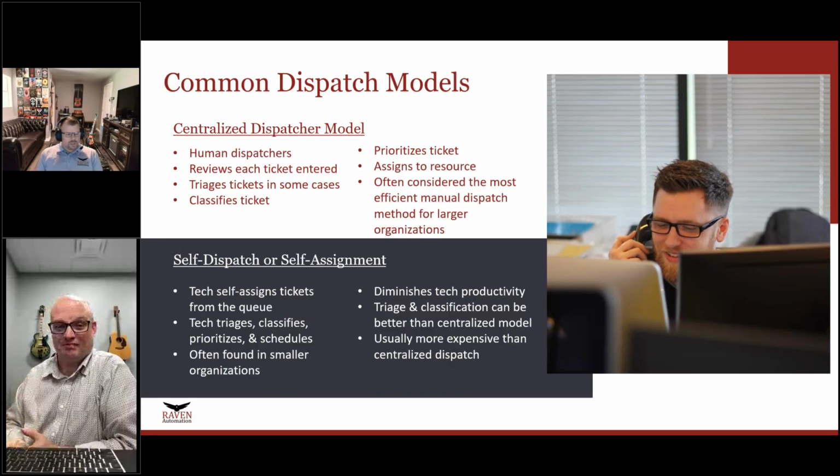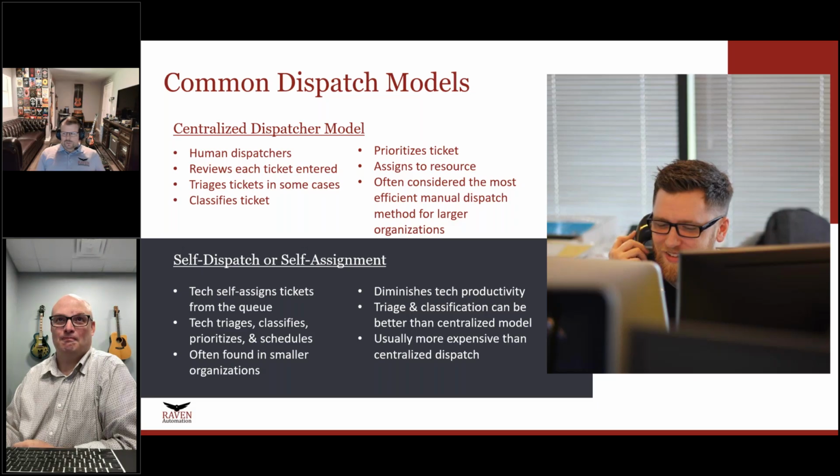But before we get there, let's talk about what kind of processes MSPs commonly use for dispatch today. The two things that we hear most often are a centralized dispatcher model, which is really common amongst larger MSPs, or what we would call a self-dispatch model amongst some of the smaller organizations.